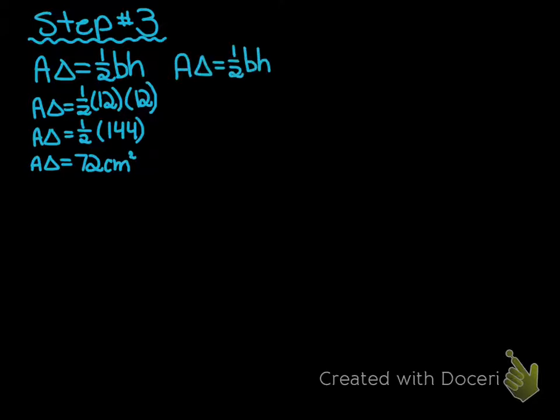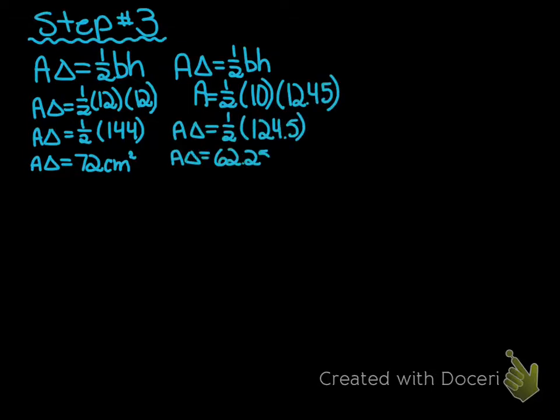Now let's find the area of the other triangles. 1/2 times 10 times 12.45. When we evaluate, we get area equals 62.25 centimeters squared.